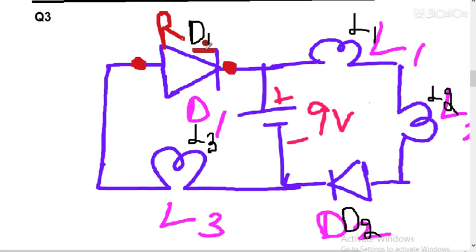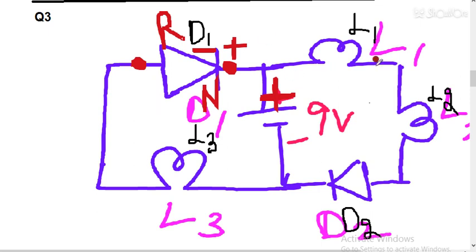Why will it act so? Because we have given the positive voltage. This is the positive voltage of the battery. So positive voltage is given to the N terminal of the diode. The N type semiconductor is connected to positive voltage. So it is reverse biased. It will act as an open switch.